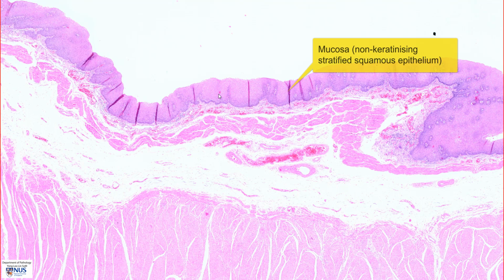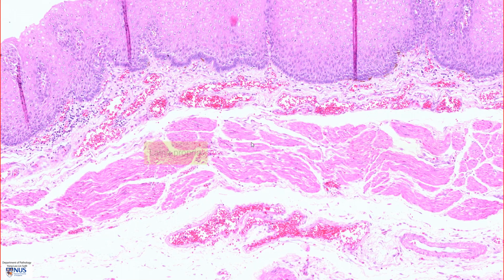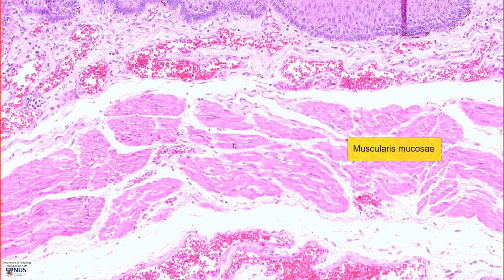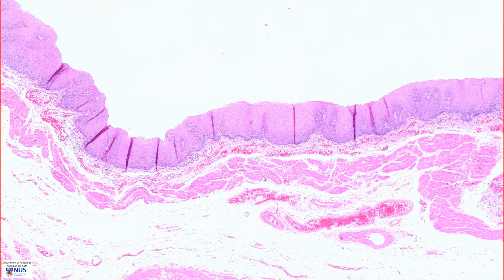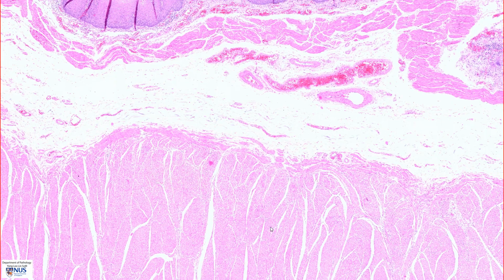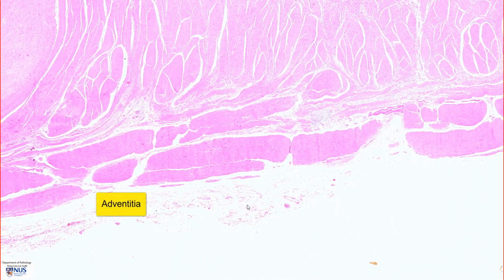So we can see that this is the mucosa, which is composed of non-keratinizing stratified squamous epithelium. And here is the lamina propria. Deep to this is the muscularis mucosae, which is formed from these fascicles of bland smooth muscle cells. It is a thin layer, and then deep to this is the submucosa, and in turn, deep to that is the much thicker muscularis propria layer, and then finally we have the adventitia.